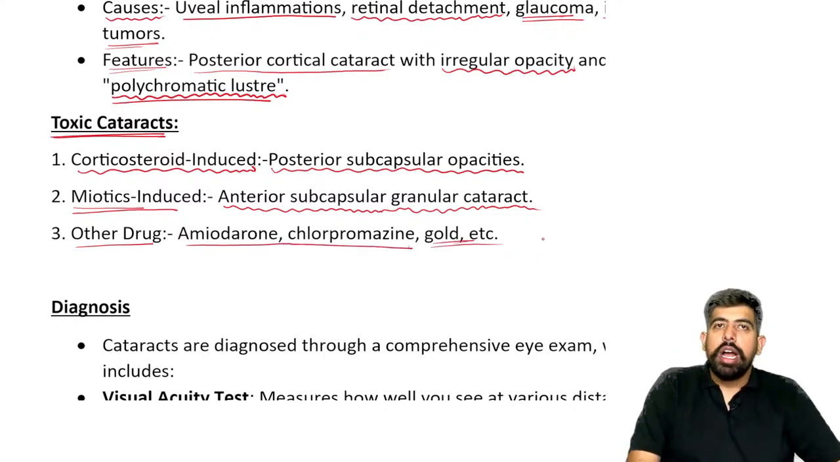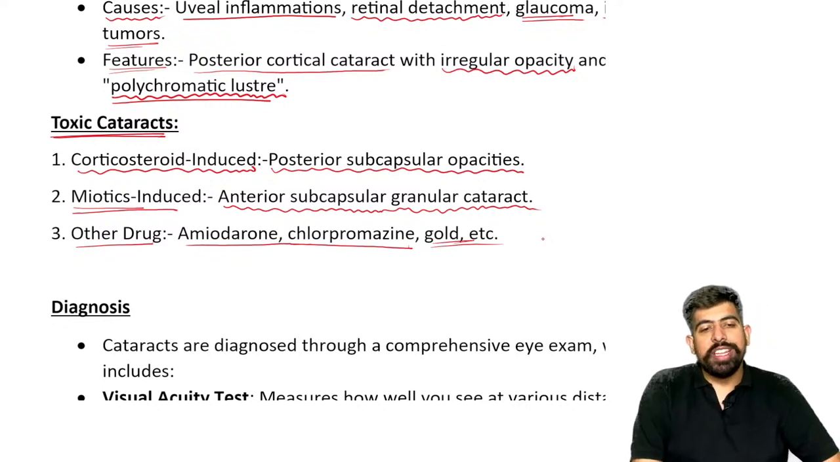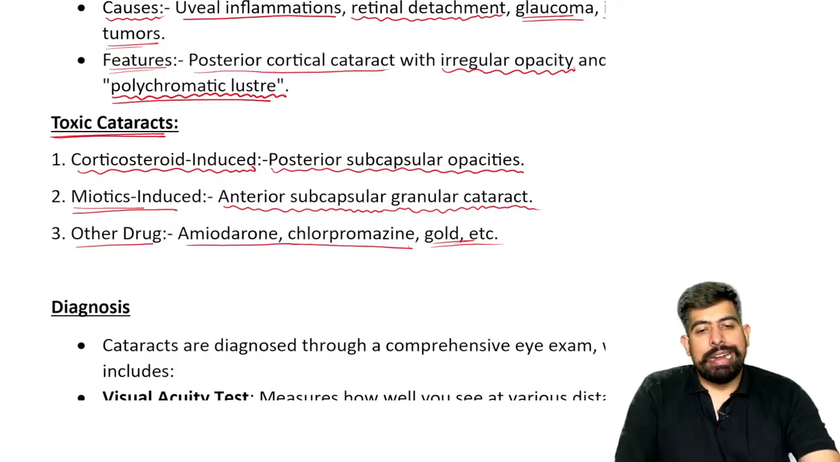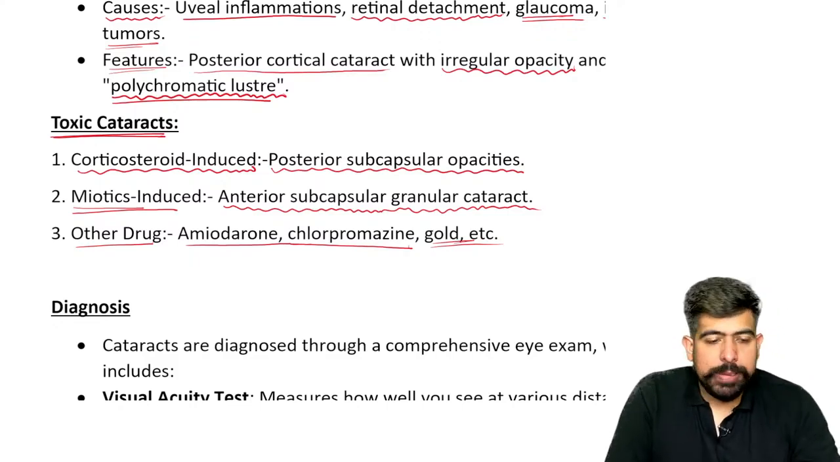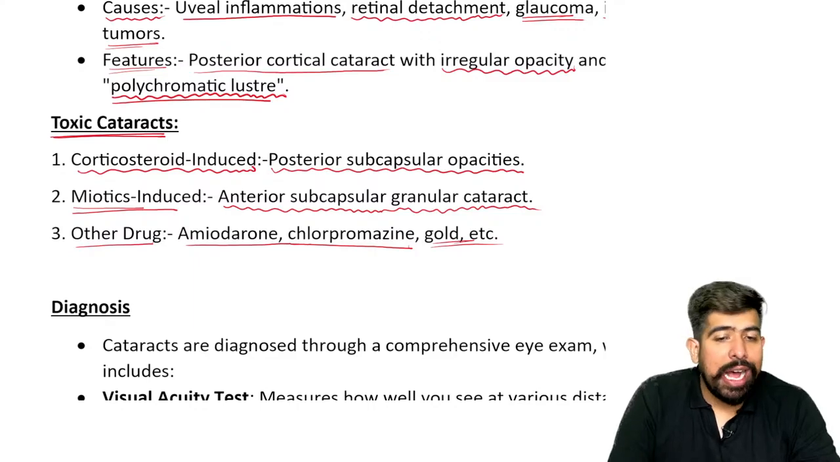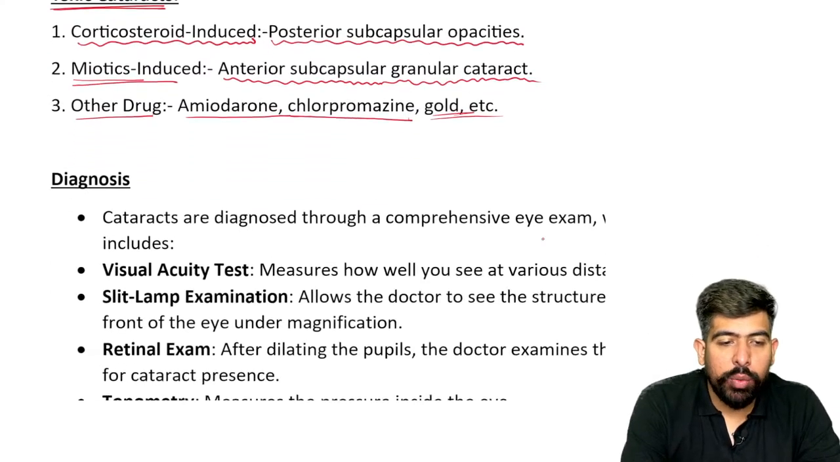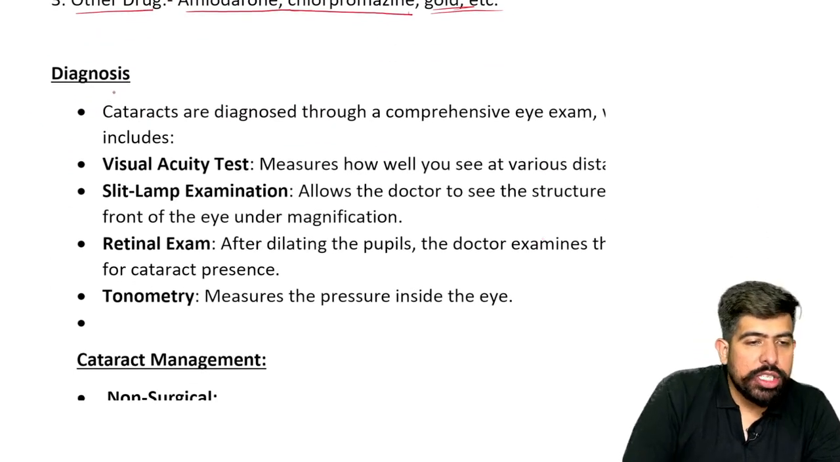Many drugs are there. I hope you studied in pharmacology which have the complication of toxicity for cataracts, right? Not only this about the cataract, we have to talk about the diagnostic criteria of the cataract. Now, what is the diagnostic criteria of cataract? How can we make the diagnosis of it? So just remember about it.